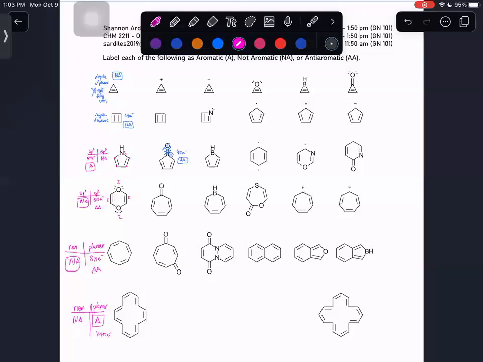So this one is not conjugated, right? This one's not either, but this one is. Both are fully conjugated, carbocation and carbon. Heteroatoms only contribute one of their lone pairs, correct? Are they single bonded or double bonded? Single bonded, yeah, it's gonna be two.